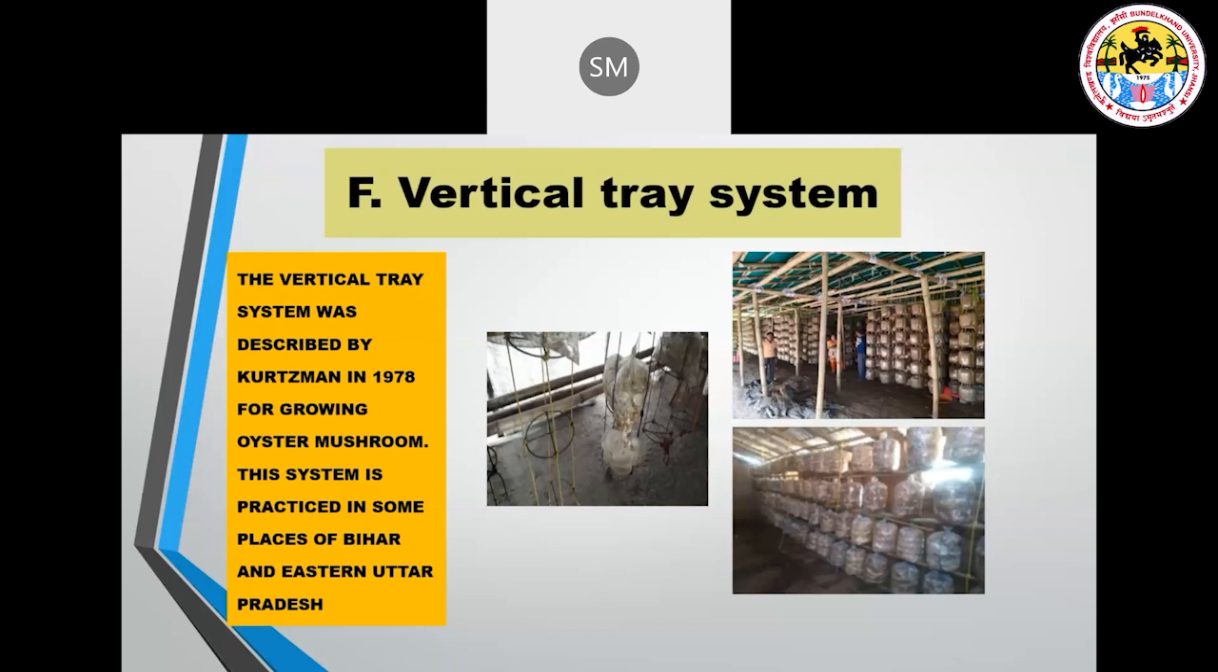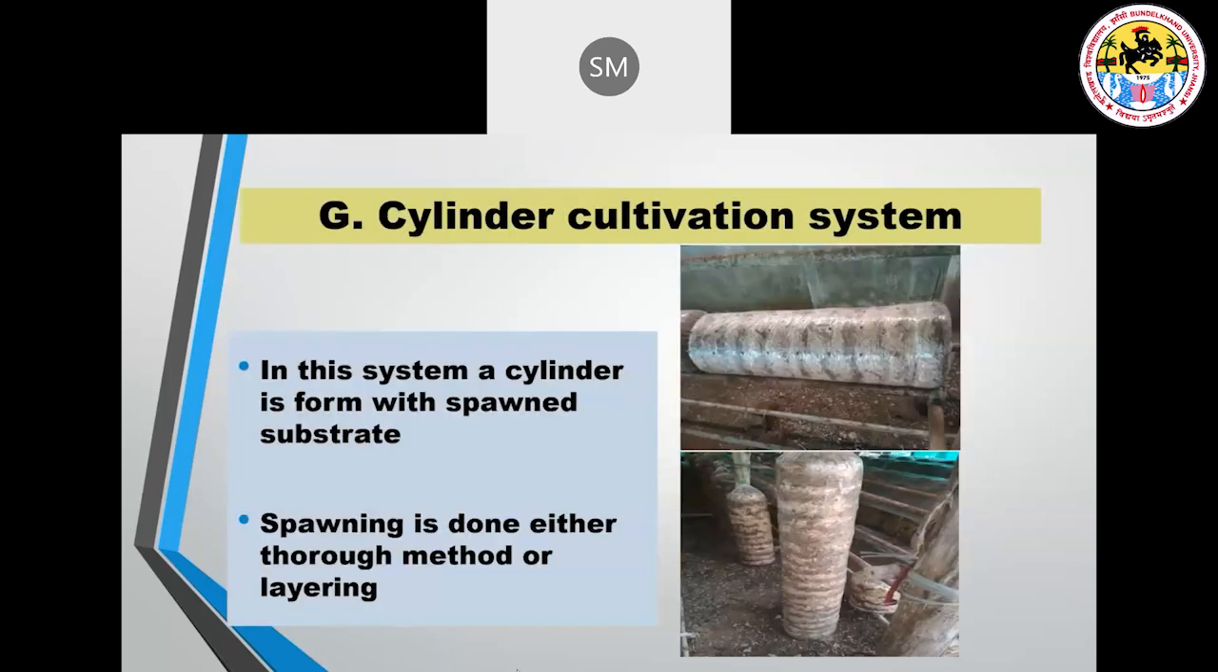As you are looking in this picture, the vertical tray system was described for the first time by Curzons in 1978 for growing oyster mushroom. This system is practiced in some places of Bihar and eastern Uttar Pradesh. Don't bother, any method you can apply that fits your practice. This is a cylinder cultivation system.